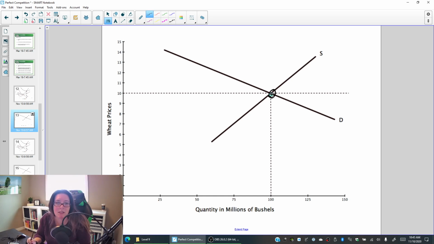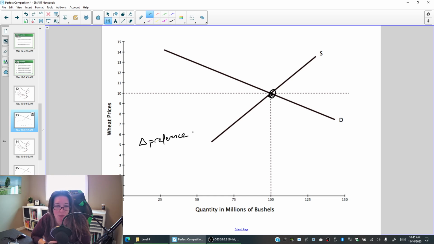is $10 a bushel. Now, what if there is a change in preference? So what if there is a new diet fad? Maybe it's COVID and everyone is stuck at home and now everyone wants to buy their own flour and cook tons of bread. So what does that do in the market for wheat?